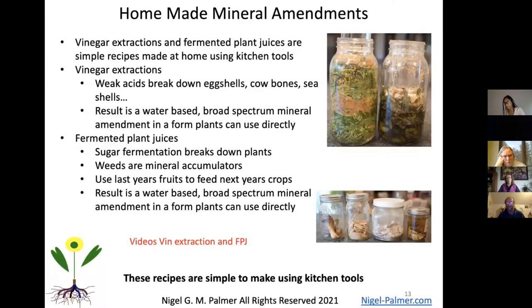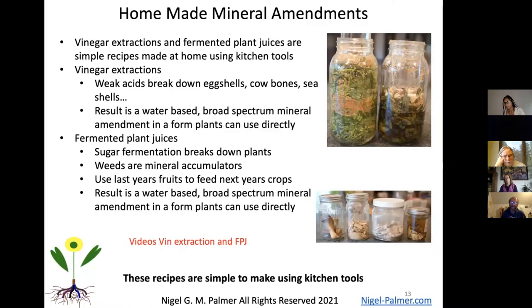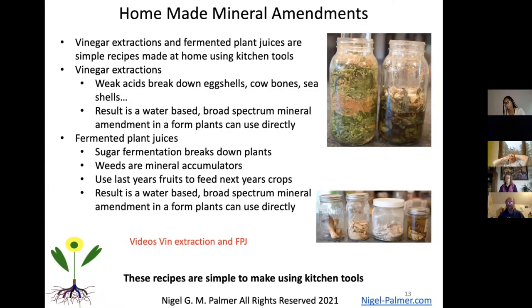When you think about a plant, the absolute quintessential essence of the plant is its reproduction of next year's fruit. And so that tomato represents the quintessential effort of a tomato plant. Why not take advantage of that, knowing that that has all the minerals and nutrients and compounds and enzymes and all kinds of stuff that tomatoes need and want in them, to make a fermented plant juice that I can use the following year to feed those tomatoes.